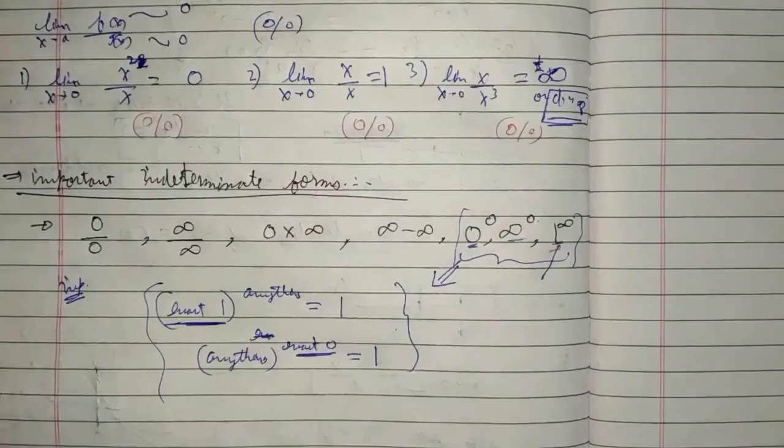Now, if limit of f of x as x tends to a is equal to 0, and limit of g of x as x tends to a is equal to infinity or minus infinity, it isn't clear what the value of limit x tends to a of f of x into g of x is, if any.